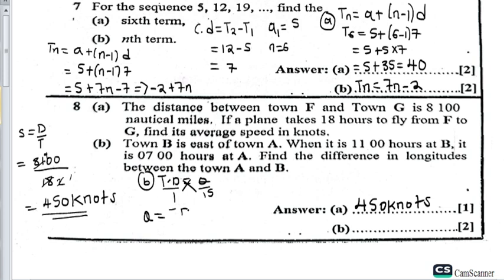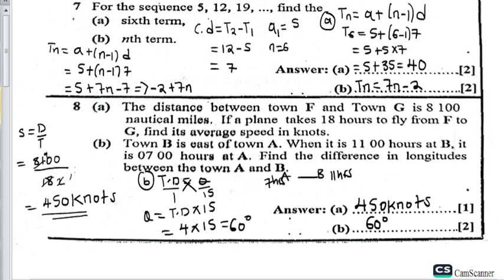Now, what is the time difference? Town B is east of town A. When it is 11 hours at town B, it is 7 hours at town A. So what we are looking at is something like this, where we have town A here and town B, where this is 11 hours and we have 7 hours here. The difference between A and B we just say 11 minus 7, and when we subtract 7 from 11, we get 4 hours. So we say 4 hours multiplied by 15, and we get 60 degrees. So the difference in longitudes is 60 degrees. That is the answer for question 8, both A and B.